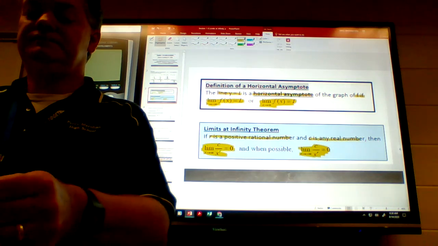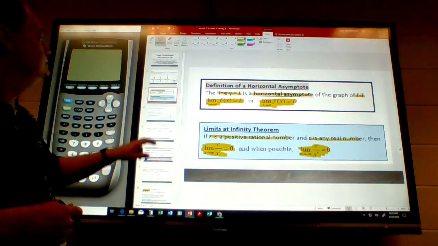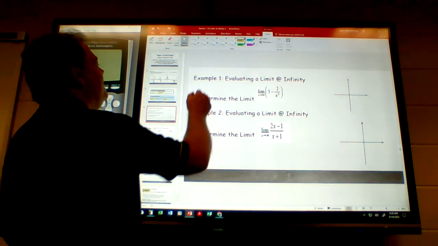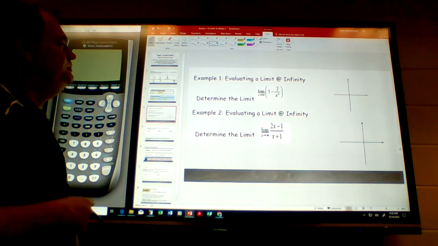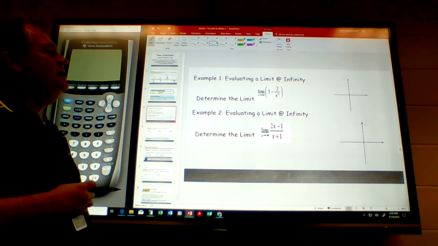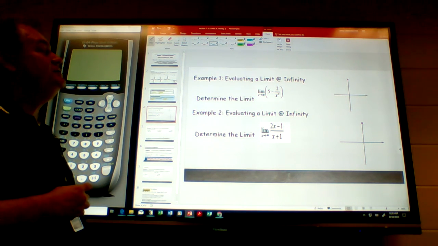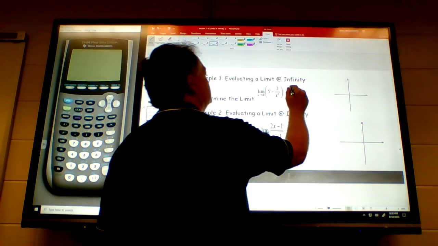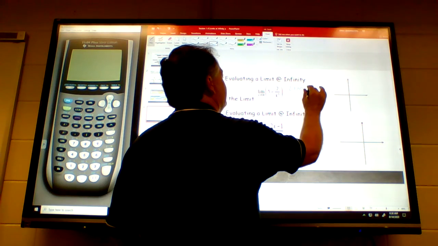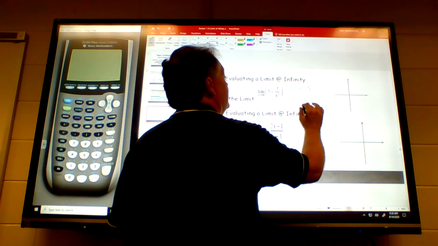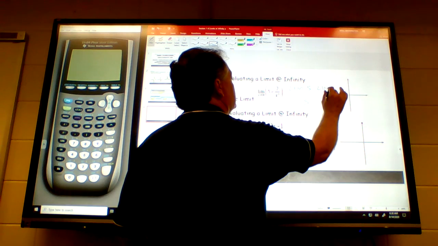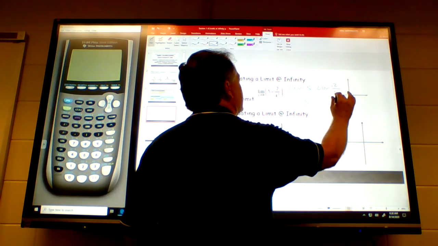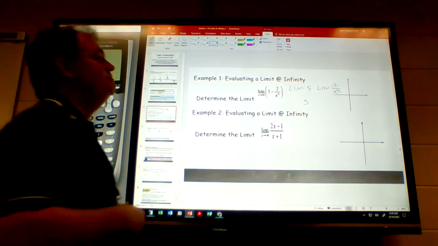All right, so okay, evaluating a limit at infinity. So determine the limit, as x approaches infinity, of 5 minus 2 over x to the second. Okay, let's break it up into two parts. So the limit of 5 is equal to 5. Well, the limit of negative 2 over x to the second. That's the type of term we're talking about.